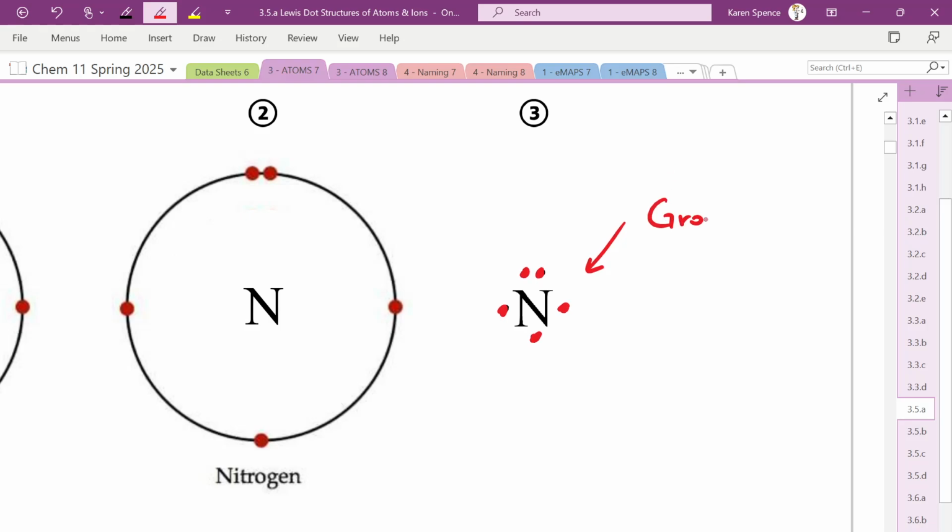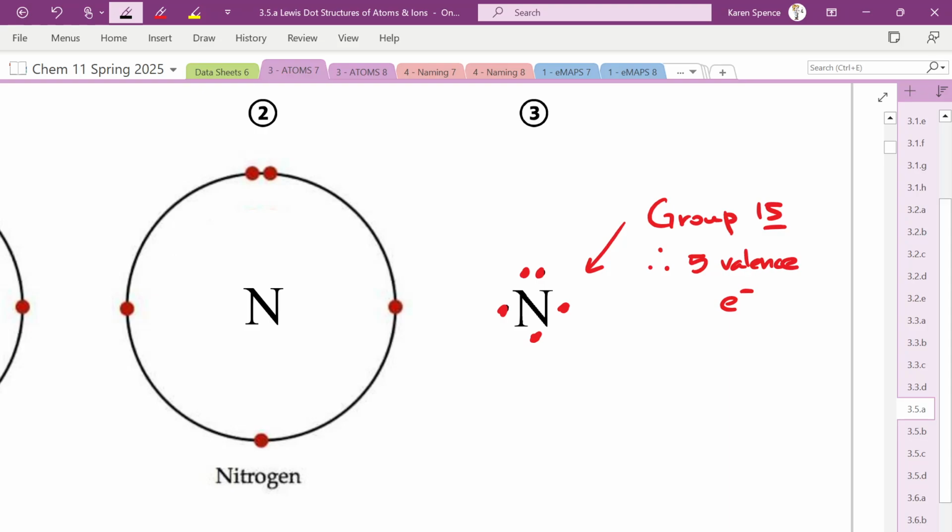because nitrogen is in group 15. Therefore, it has how many valence electrons? 5 valence electrons. And the only thing that's a little weird is when we get, no, we'll talk about that later. That's okay. For now, we're going to talk about how we can arrange those 5 electrons.